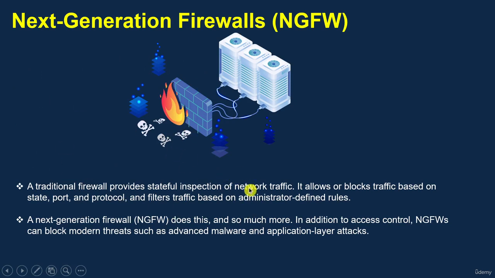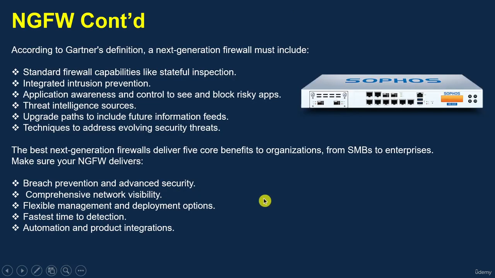So there is web control, there is sandboxing, and sandboxing means we can detect unknown types of malware using live protection. Okay, and we can use this firewall as a spam filter, a gateway-level spam filter. We can block certain spam emails and enable email protection. Those are a few of the features available on the NGFW. So let's move to the next slide.